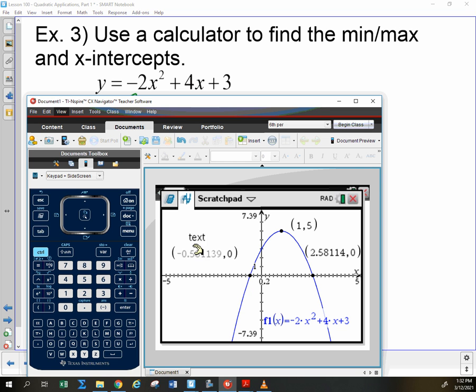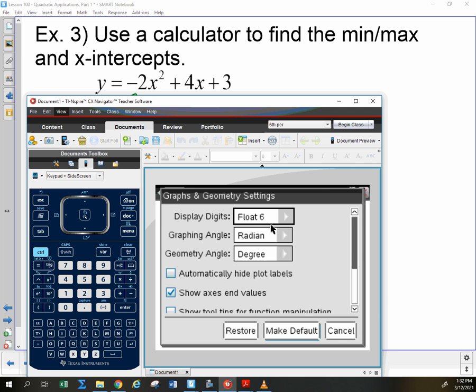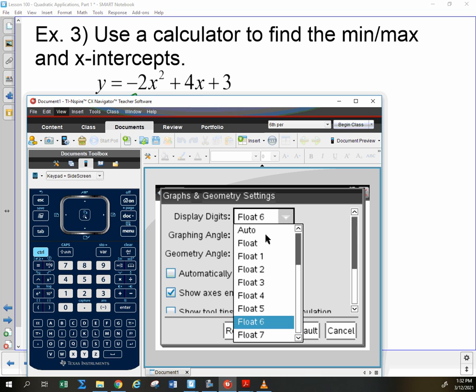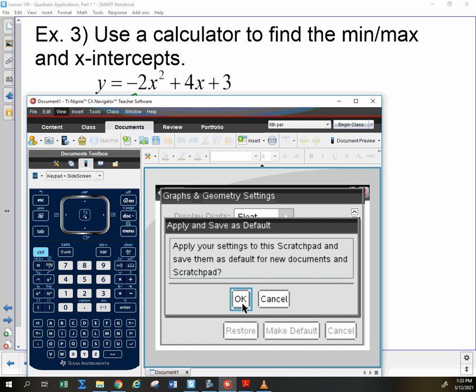If your calculator is not showing you 3 places, best friend button again is menu. You're going to go to 8 for settings, and this one really should have been on float. I got lucky with this one that I got enough places, but I'm going to change it to float all the way up here at the top, and then I'm going to make that my default on here.